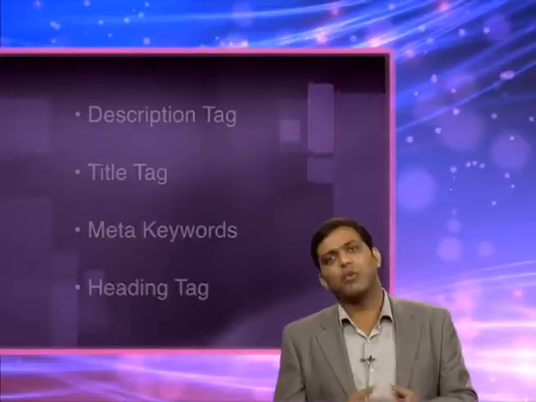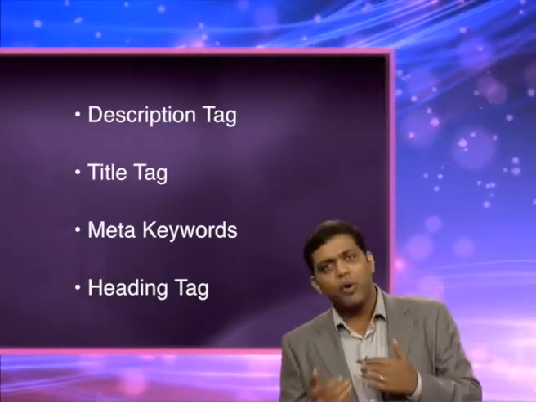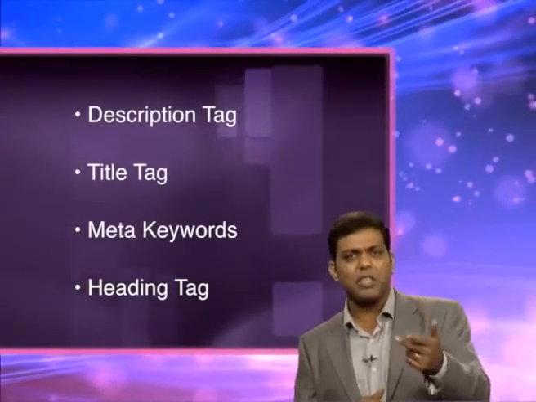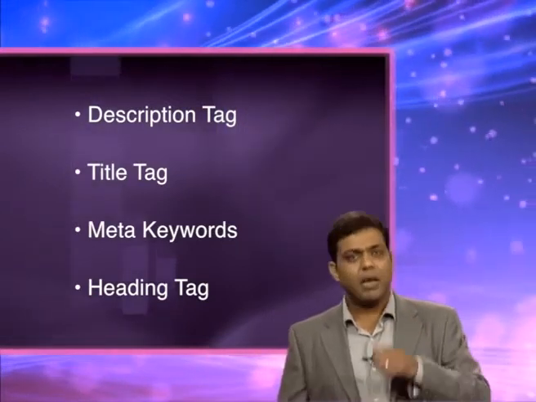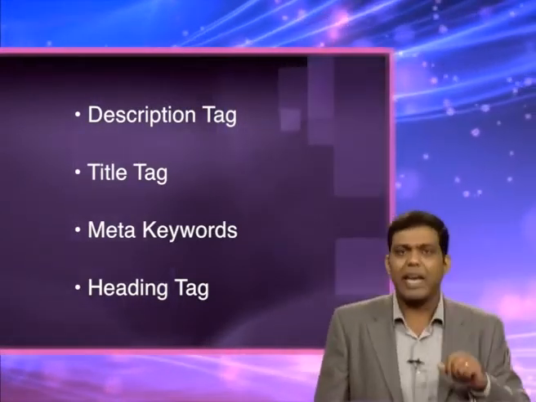HTML is basically used in order to have links that connect to different web pages. Hypertext markup language is something that most of you would be aware of. Now, there are different tags that you can use to tell the search engine what the page is all about. There are 4 different tags that we will talk about. There is a description tag, there is a title tag, there are meta keywords, and there are heading tags.